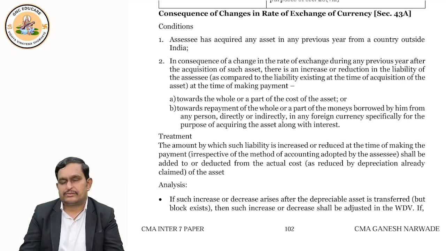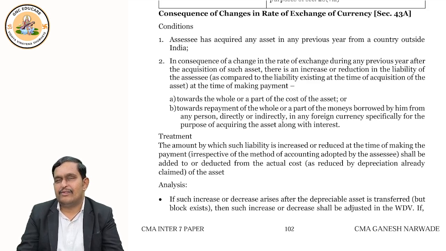If you are paying interest on a regular basis, no problem, it is revenue. But suppose due to currency exchange, next year when you try to repay the loan, the rate became 85. So $1 is equal to 85 rupees. How much extra did you pay? 3 rupees extra. You repaid the entire loan, so that extra 3 rupees into $1 lakh, that is 3 lakh rupees, will be added in the next year.